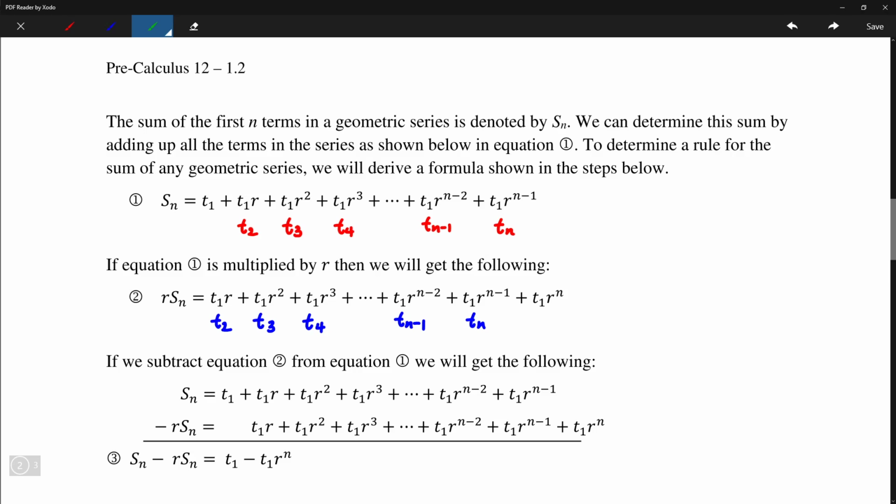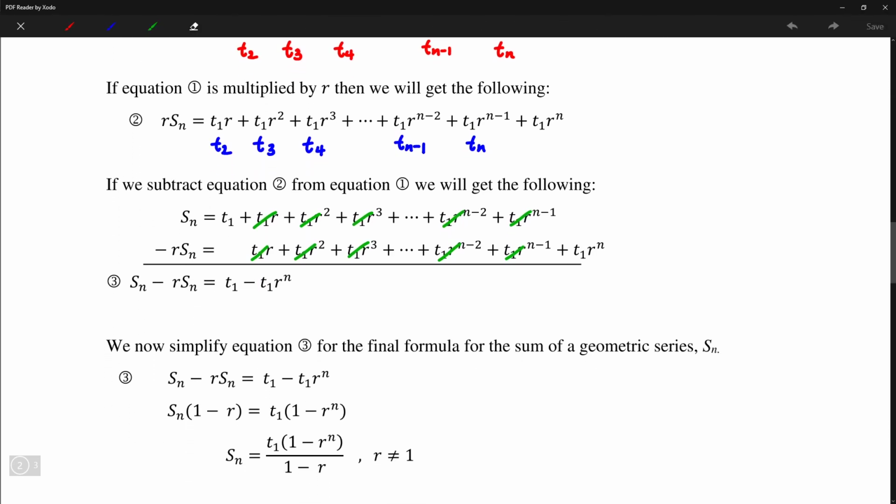Right? Actually, here we can see it. These terms are all going to be eliminated. So the first pair, this is term 2, term 3, term 4, and so forth, and they all get eliminated. And we are left with just t1 minus t1 times r to the n power.